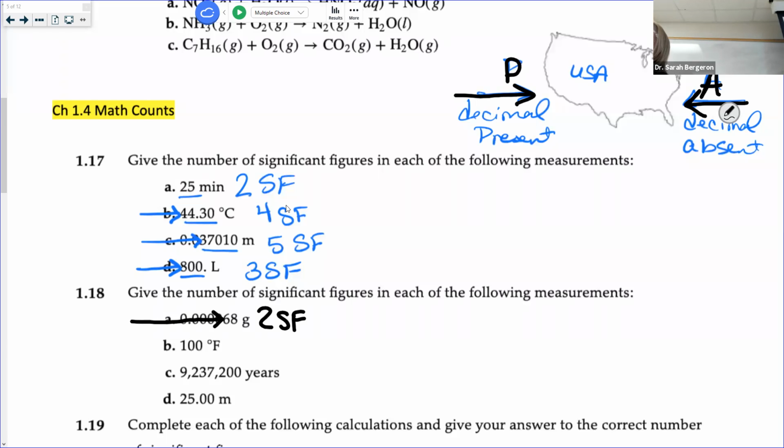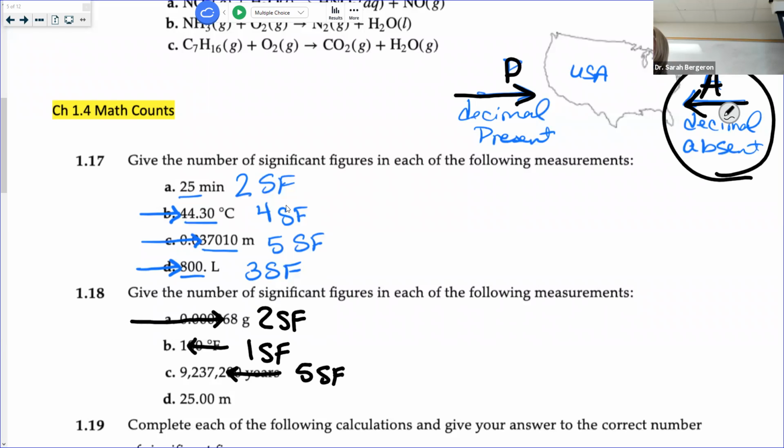Okay, look at the next one. Decimal present or absent? Absent. So now I'm coming from this side of the United States, but I still want to get in, right? So I'm going to use my arrow and cross out zeros until I get to my first non-zero number. How many significant figures? 1. Okay. C, decimal present or absent? Absent. So I'm going to cross out zeros coming from the Atlantic side of the US. How many significant figures? Isn't this a nice trick?